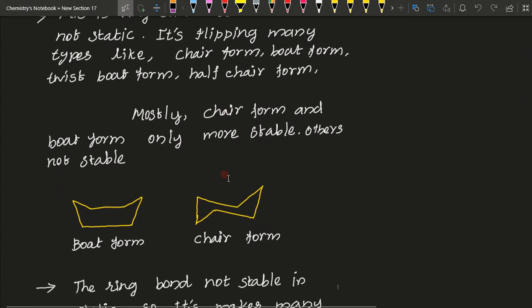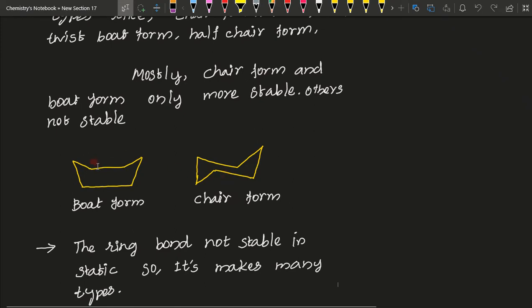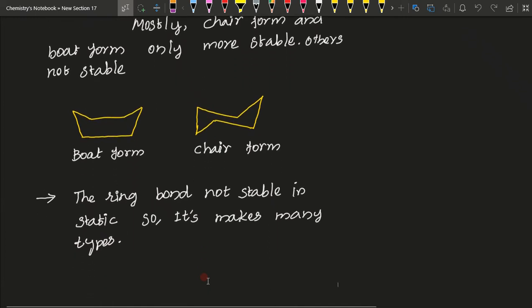See, this is the cyclohexane of boat form. There are also 6 carbon atoms, 1, 2, 3, 4, 5, 6. In the chair form, 1, 2, 3, 4, 5, 6. This is the chair form, this is the boat form. The ring bond is not stable in a static position, so it makes many types.